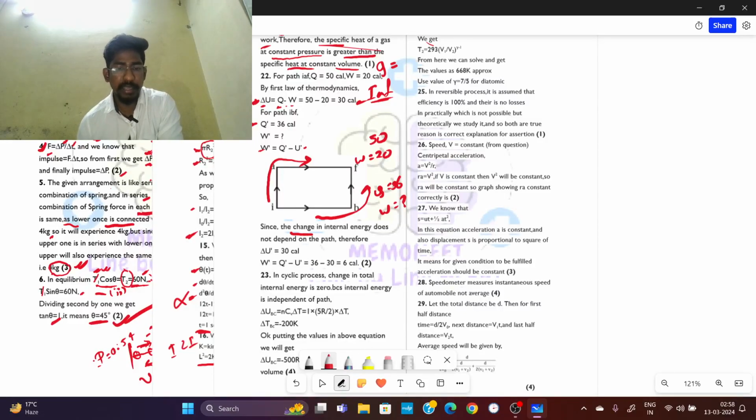As we know that the change in the internal energy doesn't depend on the path, so therefore the U will remain constant as it was in the case of the IAF part. In the IAF part it was 30 calorie. Therefore, U is also 30 calorie here.